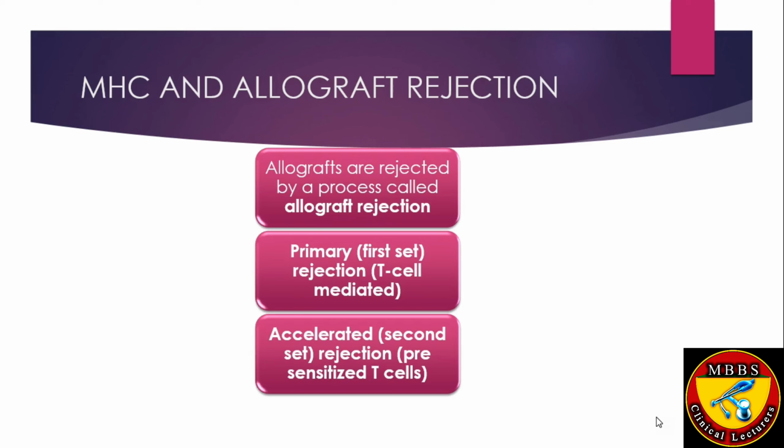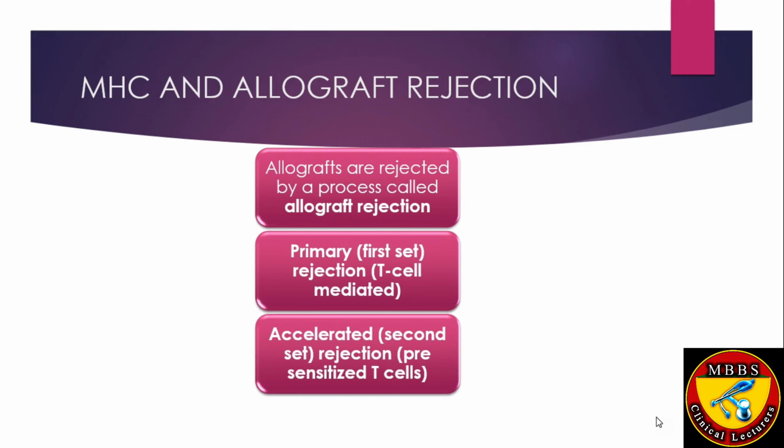First one is the primary rejection, which is the first set rejection, and this is a T cell mediated immune response. Because of the T cell mediated immune response, the transplant can be rejected within a week, within 3 to 5 days.